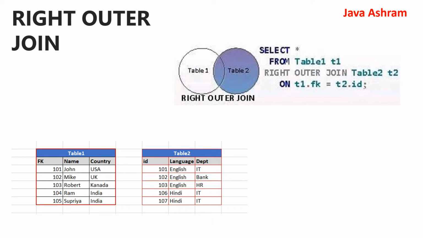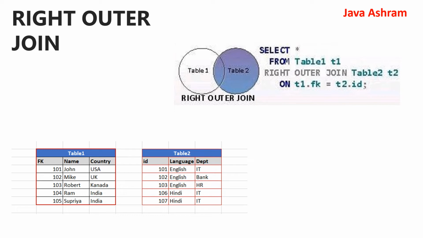Okay, let's move ahead. The next one is right outer join. This is the same as a left outer join. In this case, we have two tables, table 1 and table 2. If you see this diagram, where it's intersecting, it means it will retrieve all the data from table 2, which is on the right side, and the data which is also present in table 1, right? So I am not giving you the result.